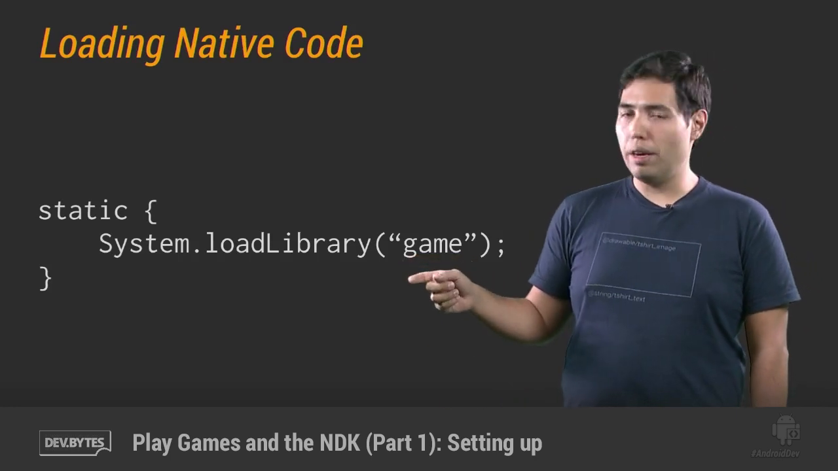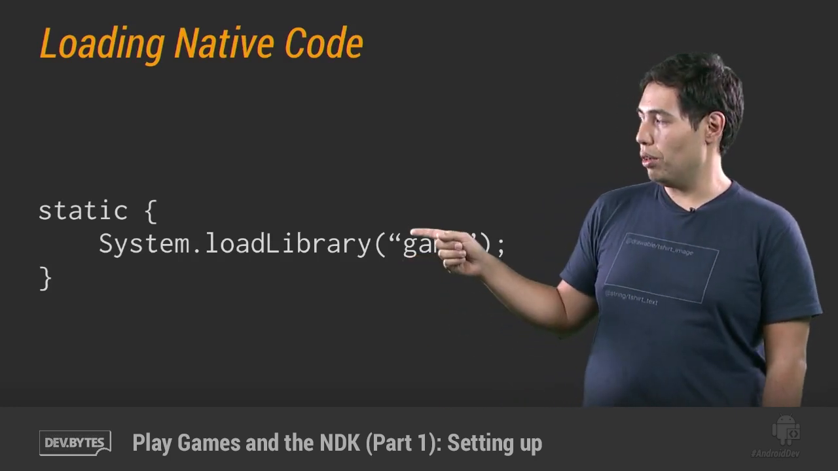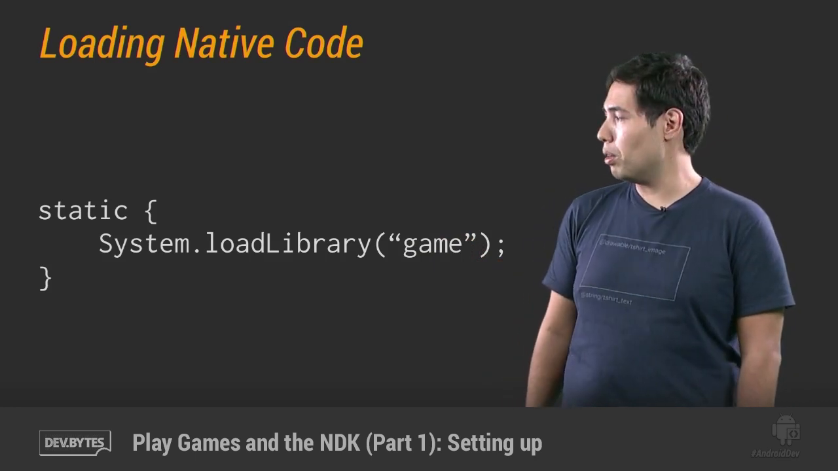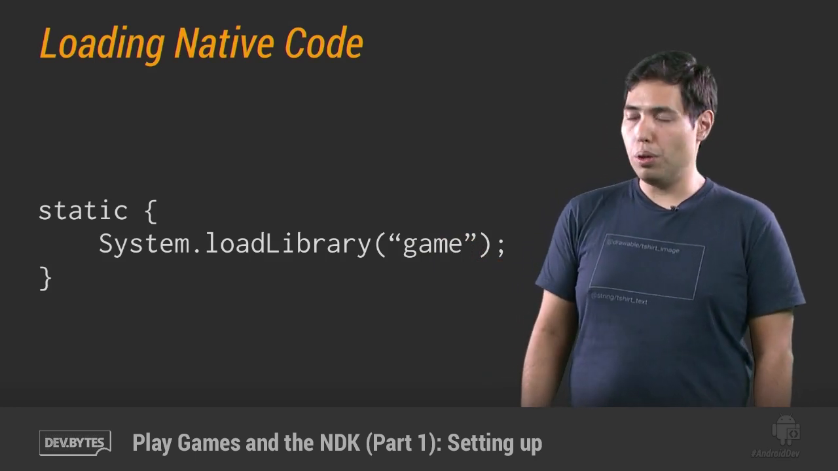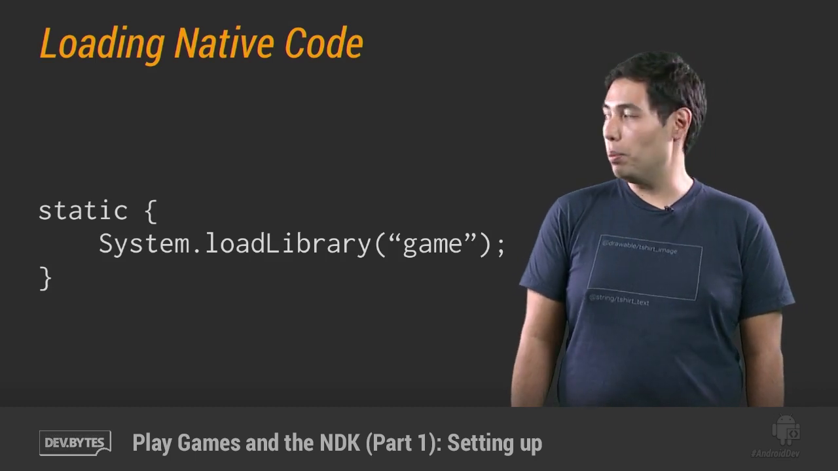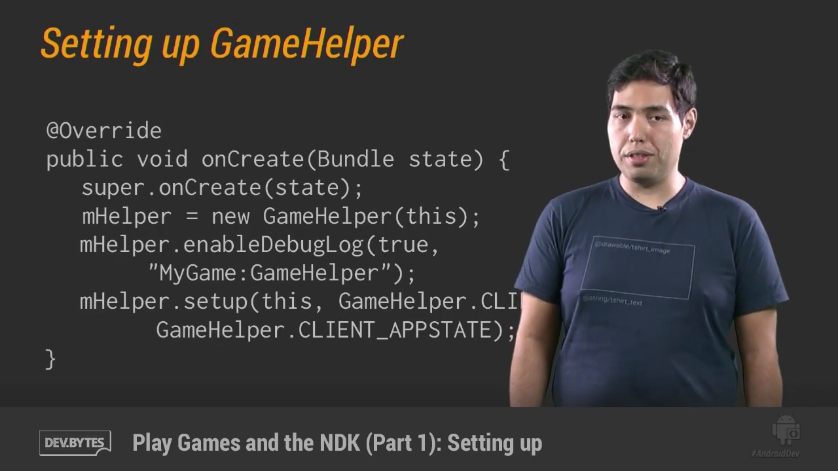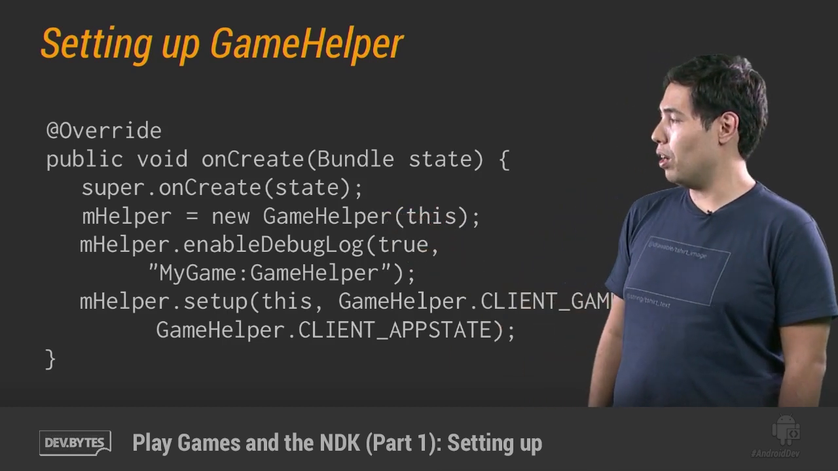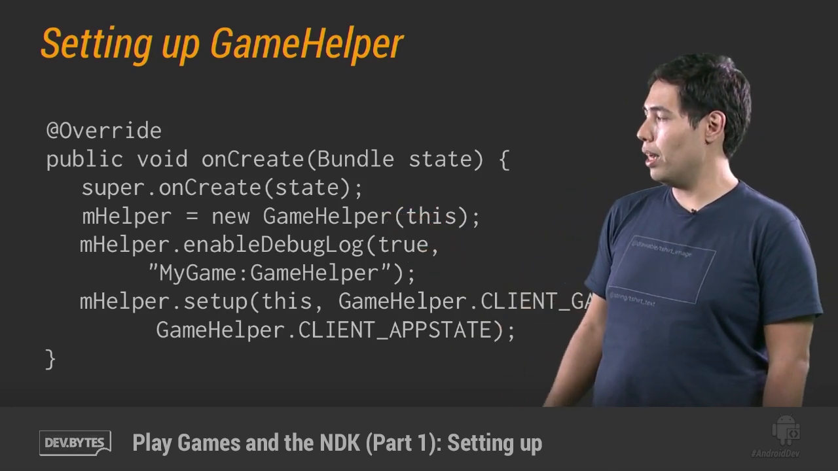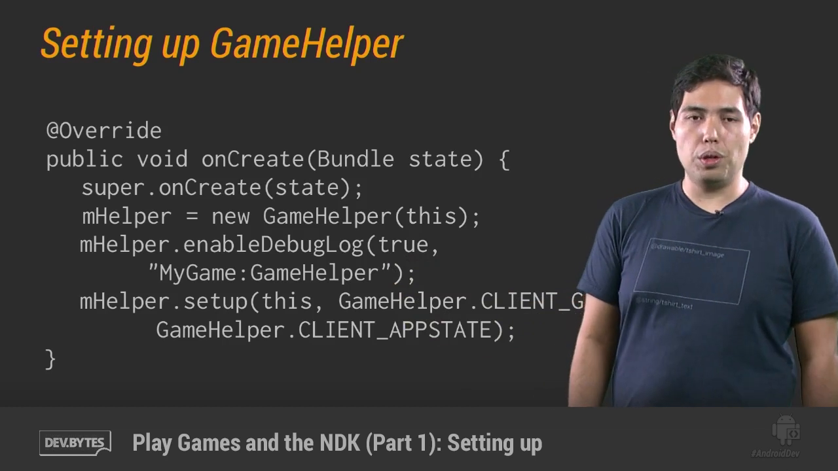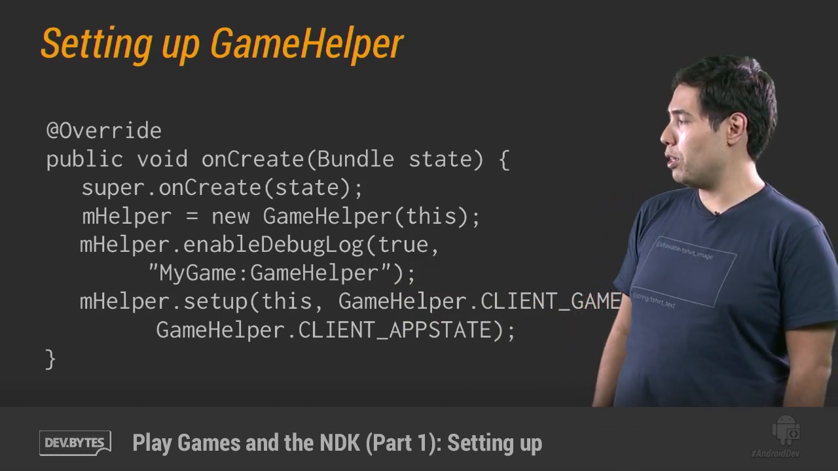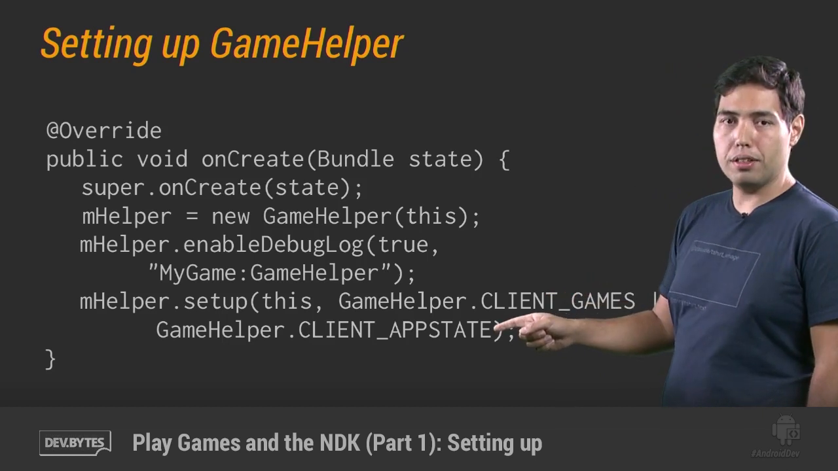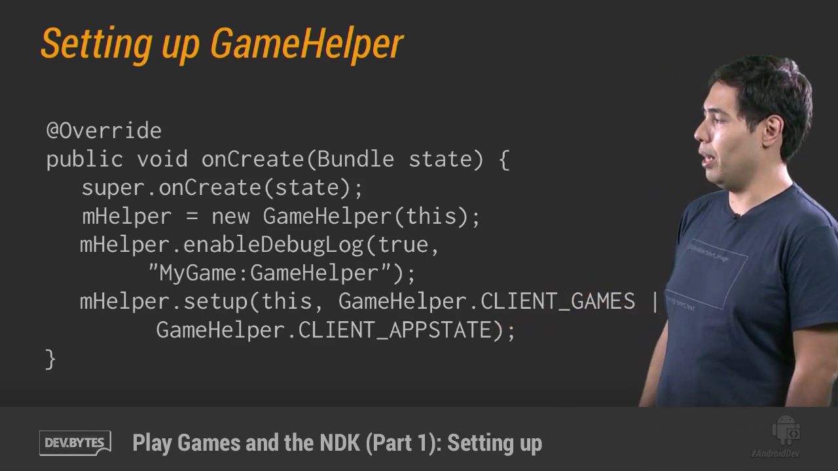To do this, first of all, you want to load your game library because it's an NDK game, so we're loading the game library using System.loadLibrary. Next, we want to hook up the GameHelper. For example, in onCreate, first you create your GameHelper here, and then you call mHelper.setup, and this is when you do the setup for the GameHelper. Here we're specifying that we want the games client, and we also want the app state client, and we're going to use those in our game.